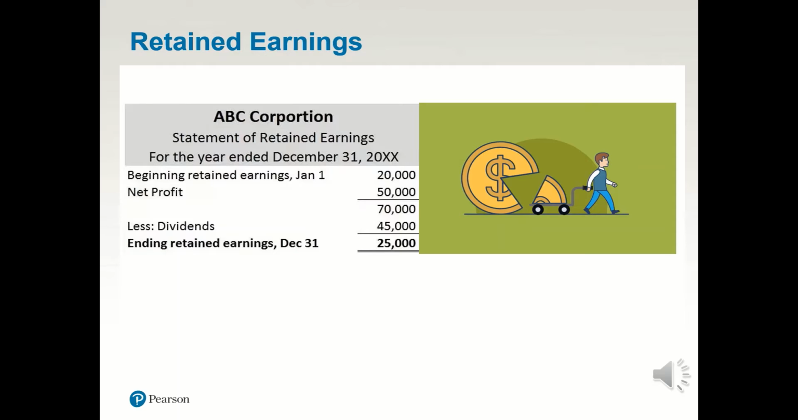Retained earnings is an accumulated number of all of the net income that has been retained in the business and not paid out as dividends. Here you can see a statement of retained earnings. To calculate the ending retained earnings, we start with beginning retained earnings and we add the net profit for the year. We subtract the dividends paid out, and the ending amount is the retained earnings. That's the amount of money that is saved and kept in the business to generate additional profits the next year.